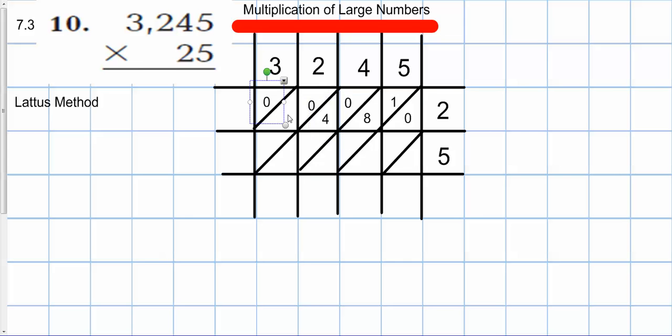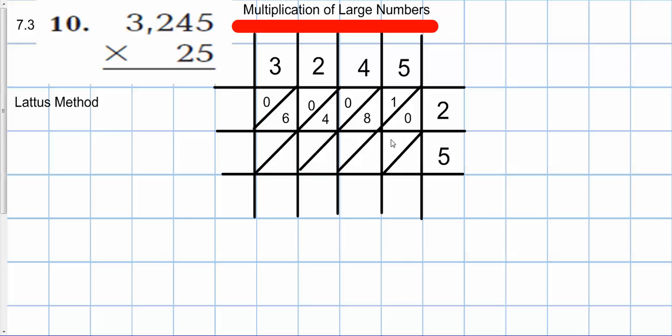So 0, 6. Now I'm just going to go back and double check just to make sure my multiplication is correct. 2 times 3 is 6. 2 times 2 is 4. 4 times 2 is 8. 5 times 2 is 10. All right, I'm good there.